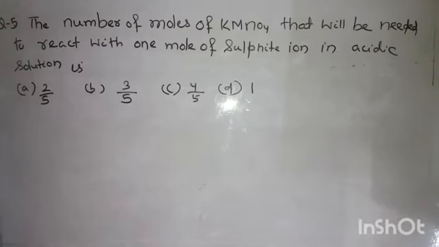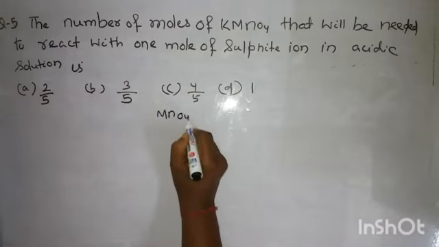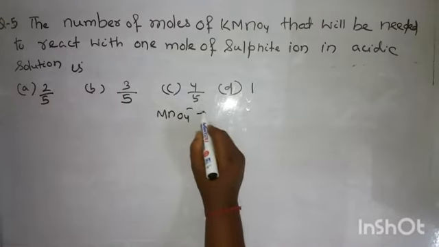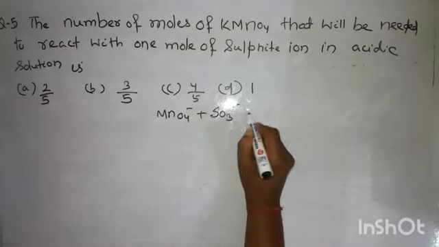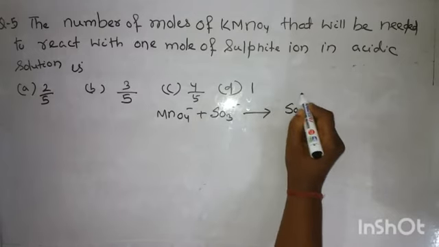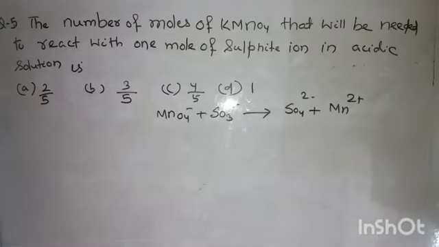Question number 5, and this problem is purely based on balancing of a redox reaction. If you balance the redox reaction, that means 90% of the problem has been solved. First write down the redox reaction: MnO4 minus plus sulfite gives rise to sulfate 2 minus plus Mn2 plus. This is the reaction, and I write down the half reactions.